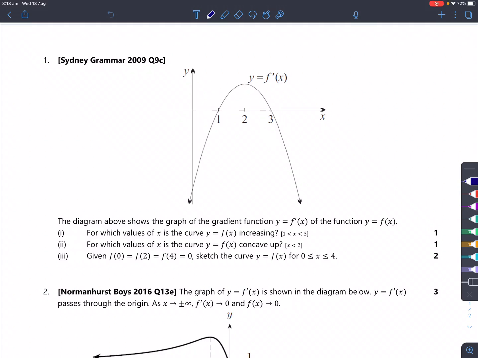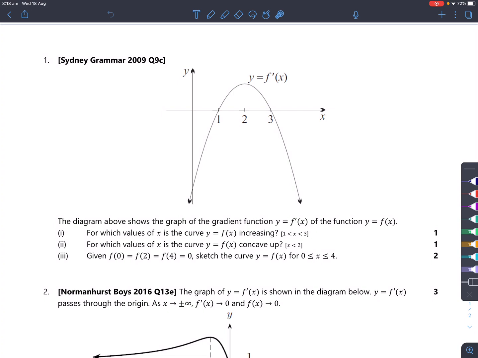In this lesson, we'll be looking at some examples of questions from trial papers that are to do with finding the function given the gradient function, or basically f of x given f dash x. The first example that I have is from Sydney Grammar 2009. The diagram above shows the graph of the gradient function y equals f dash x of the function y equals f of x. For which values of x is the curve y equals f of x increasing?